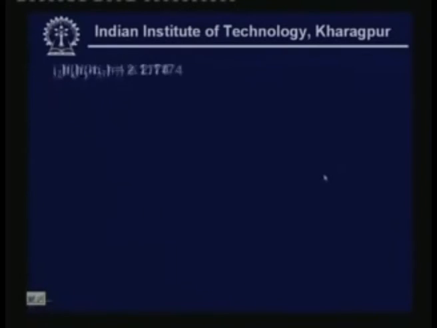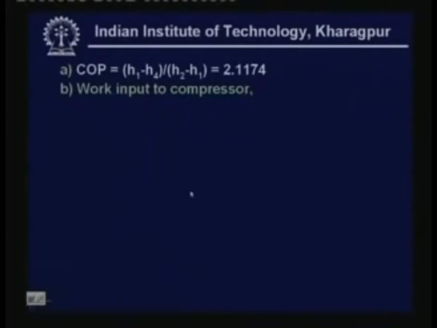So, once you find the properties at all the points, you can easily calculate COP. COP is nothing but refrigeration effect, H1 minus H4, divided by specific work of compression, that is H2 minus H1, which is found to be 2.1174. Then work input to compressor is nothing but H2 minus H1 from energy balance across the compressor, which is found to be 52.8 kilojoule per kg.